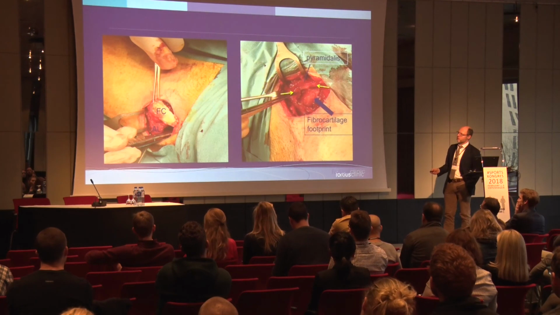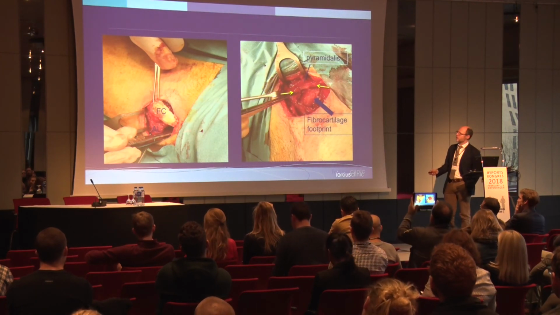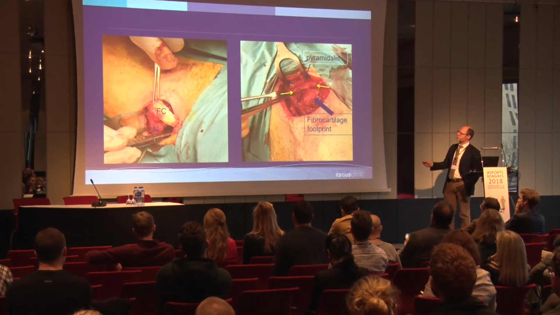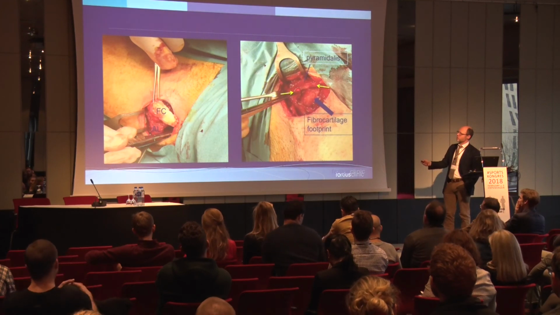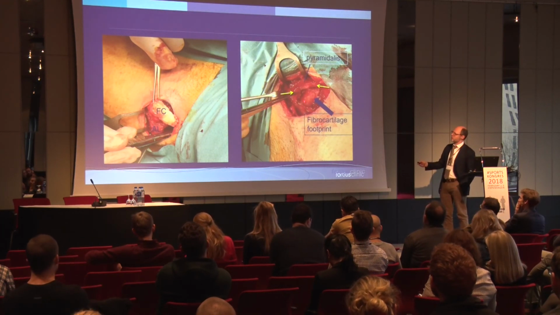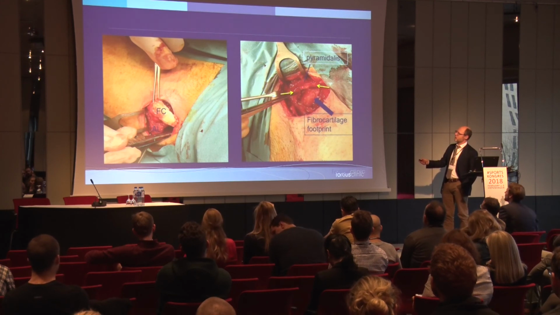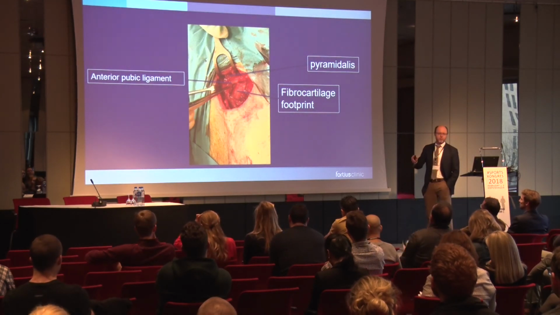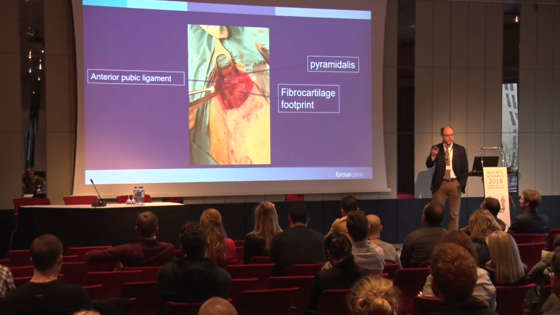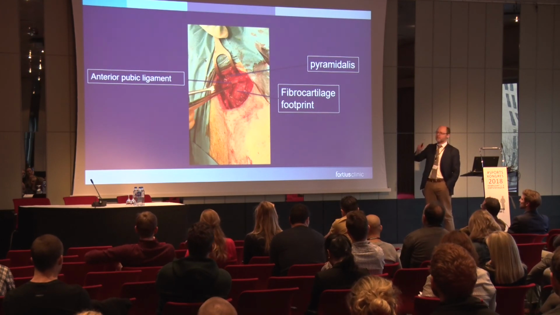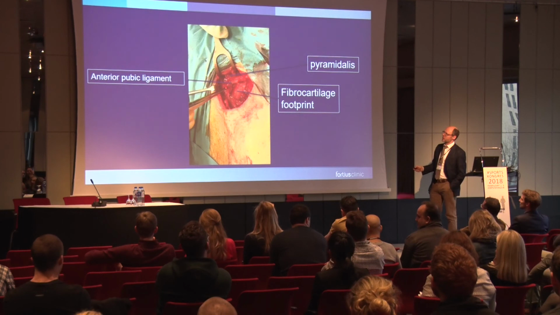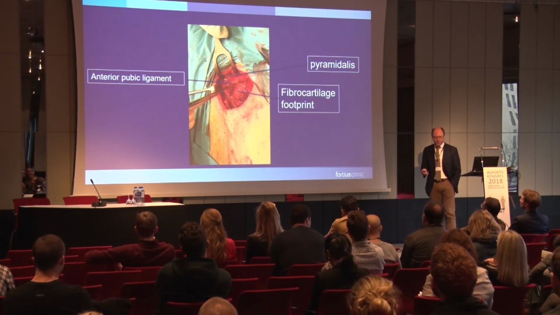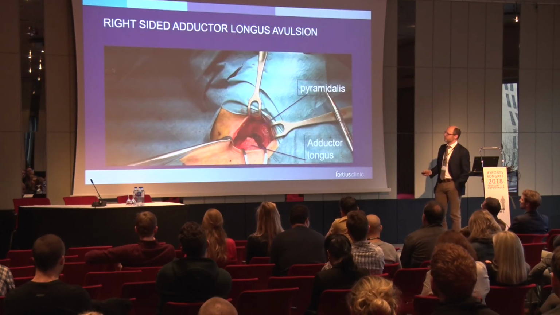You can see the fiber cartilage of the adductor longus. You see the muscle here, and here we see there is no fiber cartilage, so you can see the footprint of your fiber cartilage, and you can see here the anterior pubic ligament. It's interesting because you can see that whole structure is lifted off from the bone, and that explains that the whole plaque has been lifted off. You can see the anterior pubic ligament here, and you can see the muscle belly of the pyramidalis quite nicely as well.